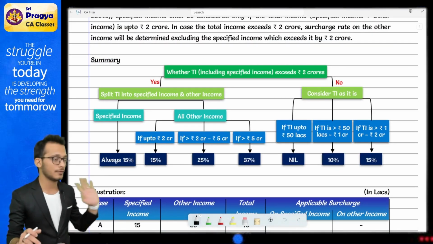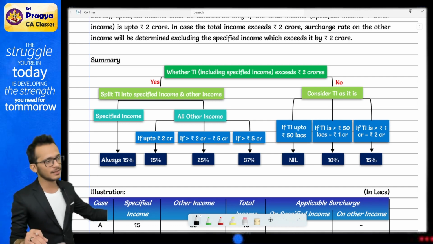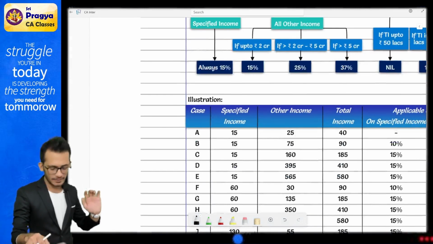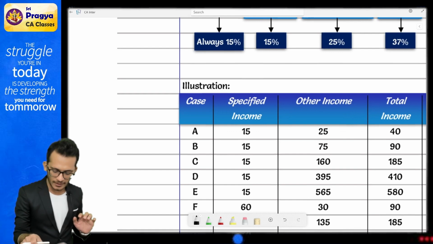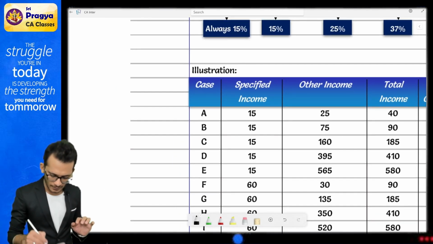We had a chart on this. Ignoring the chart, let's do the illustration and see which one is right. Everyone? Yes. I'm going to show you the incomes and you're going to tell me the surcharge rates. With me? Yes, let's do the incomes.